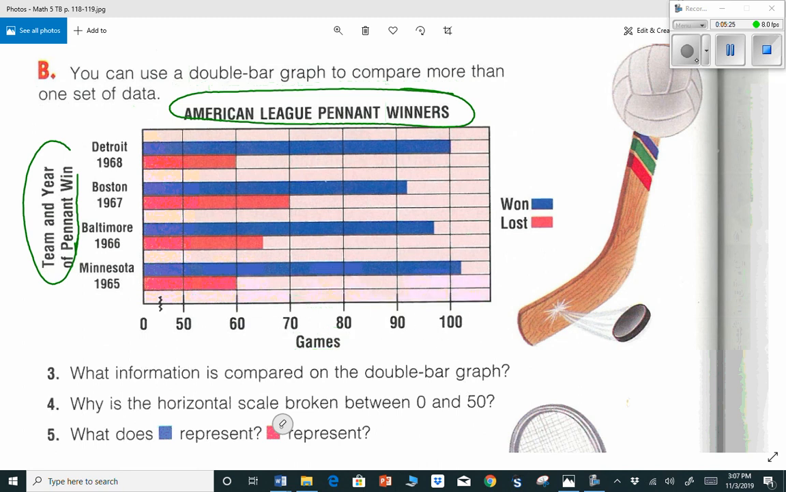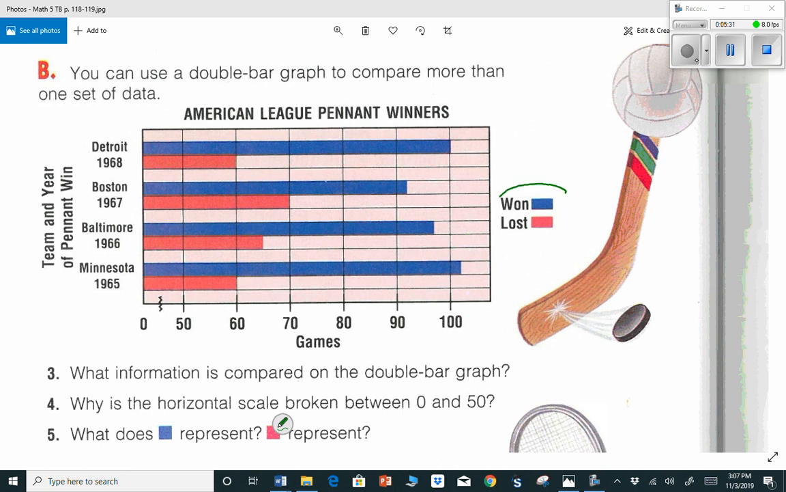So then what the graph is telling you, you have to notice the key over here too, that the blue bar represents wins and the red bar represents losses. So in 1968, Detroit won 100 games and Detroit lost 60 games. Now that kind of makes sense since they did win the pennant, that they won quite a few more games than what they lost.